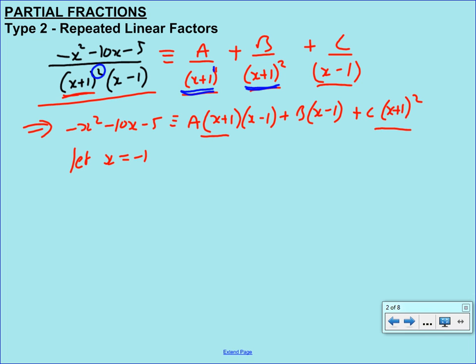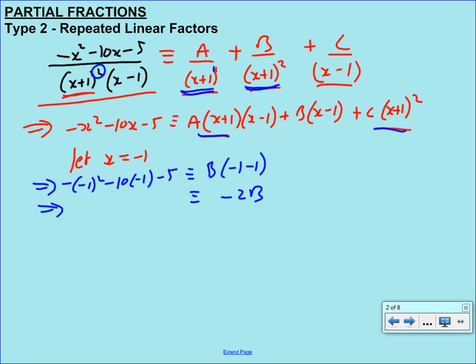So I've said let x equal -1 to eliminate this one here and this one here. So if I put this in on the left hand side, that's -1 squared minus 10 times -1 minus 5 is the same as, well, the A disappears and C disappears, and I get B(-1 minus 1). So -1 minus 1 would be -2B, and on the left hand side -1 squared would be 1, plus 10 is 11, minus 5 is 6. So therefore B must equal -2.